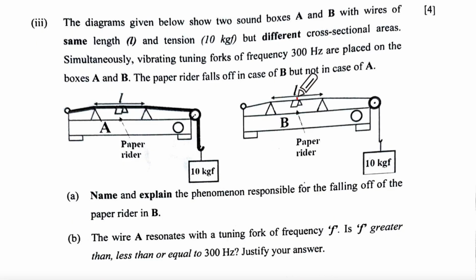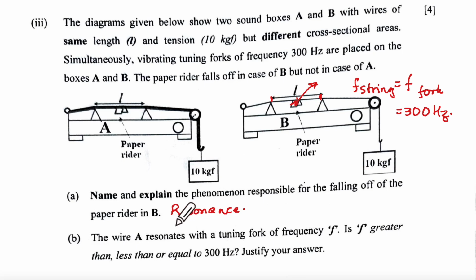So for B, the frequency of the string is equal to the frequency of the tuning fork, which is 300 Hz, because of which resonance took place. This much segment of the string started vibrating with a larger amplitude, and this paper rider got thrown off. Name and explain the phenomenon responsible for falling off of the paper rider in B. So what is the phenomenon? The phenomenon here is resonance.